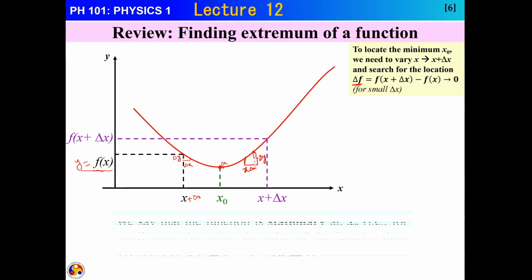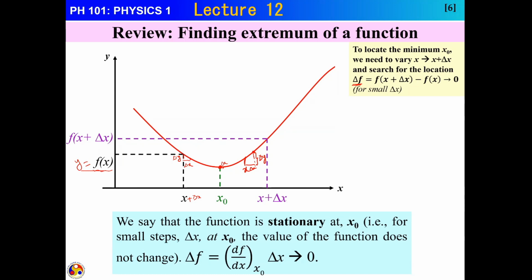So if I take this as a point x naught, we can say that the function is stationary at x naught, because for a small step of delta x at x naught, the value of the function does not change. That means the delta f is going to be 0 at x naught for a small change of delta x tending to 0. So this is the way of finding the extremum of a function. I'm sure you don't have any doubt on this.